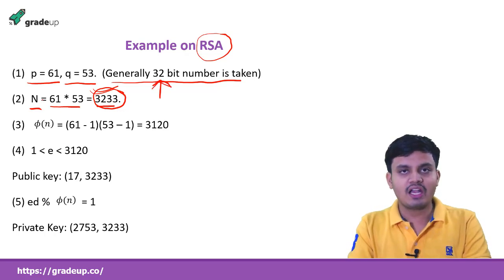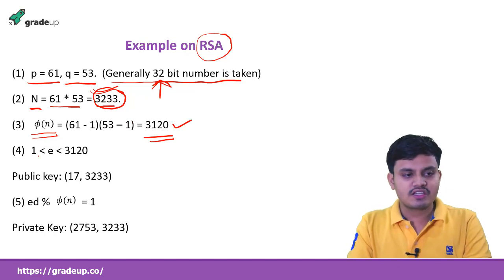After we get n, we calculate phi of n, which will be 61 minus 1 times 53 minus 1. You will get 3120. Now you need to choose an e between these. Here we take 17, and the GCD of 17 and 3120 should be 1. Now you get it. Now the task will be this.